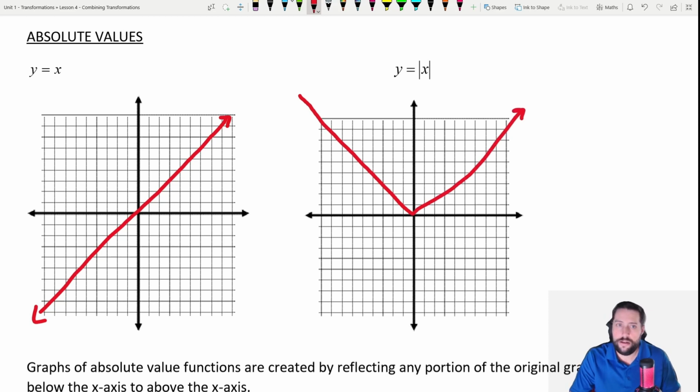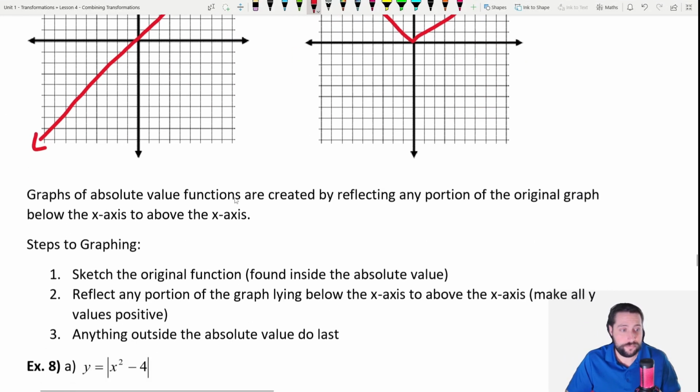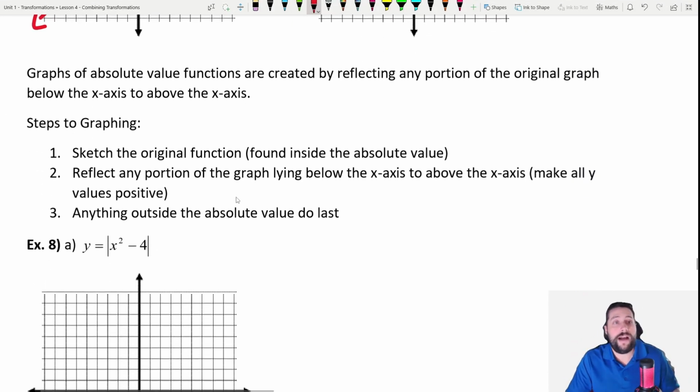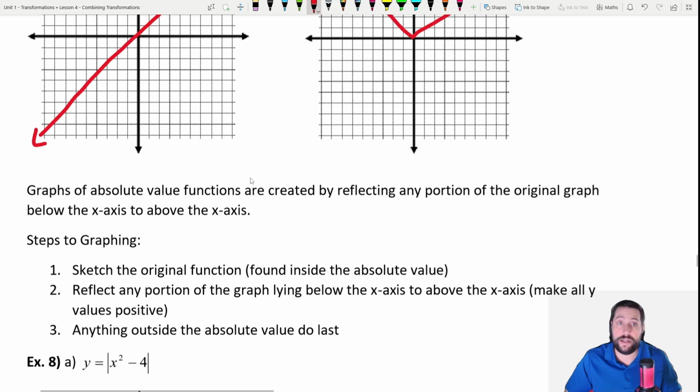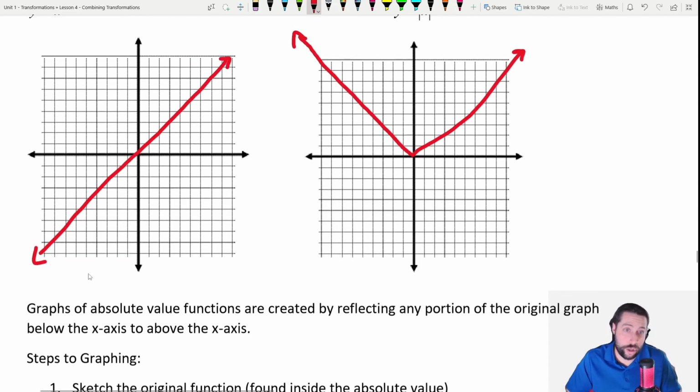So it's going to look like a linear function, but all the values below the x-axis will actually become positive values. Okay, so graphs of absolute value functions are created by reflecting any portion of the original graph below the x-axis to above the x-axis, and that's what we did. Right, any parts that are below, you're going to reflect as soon as it hits the x-axis, bounces and goes back in the positive direction.